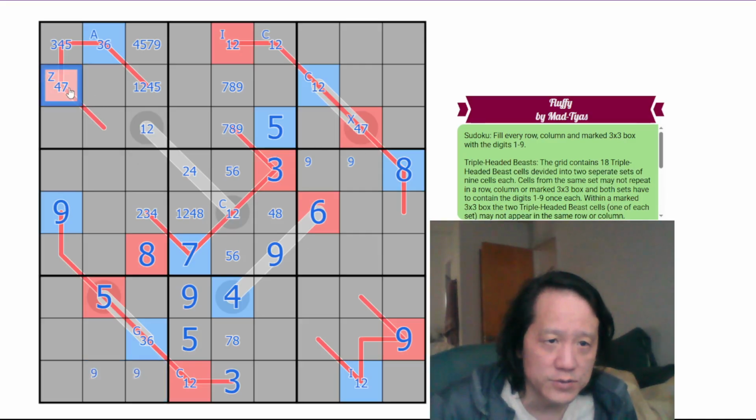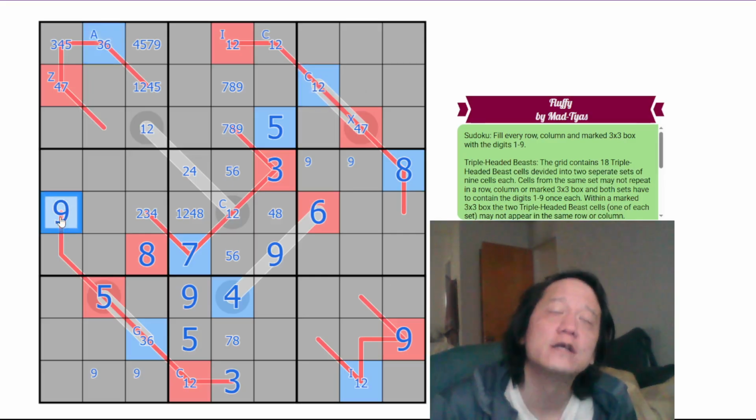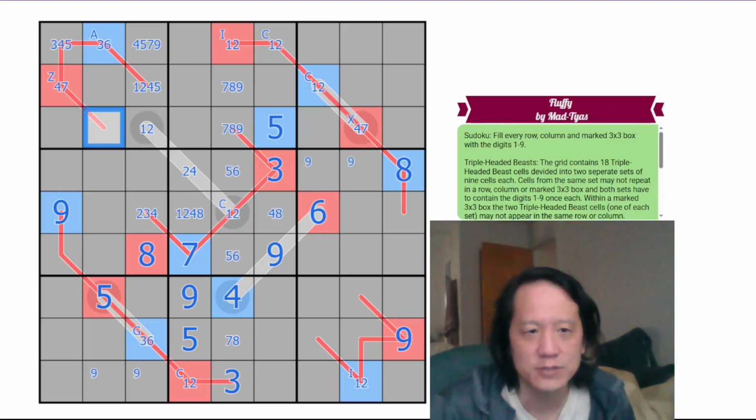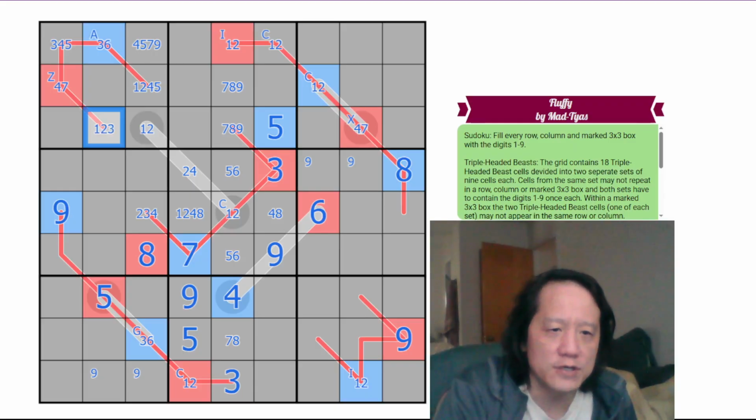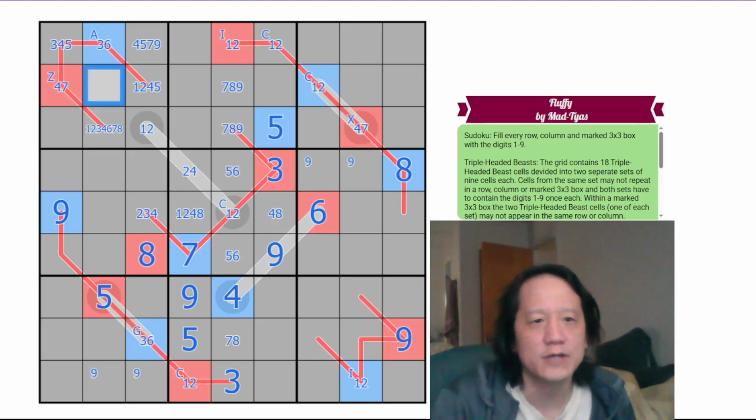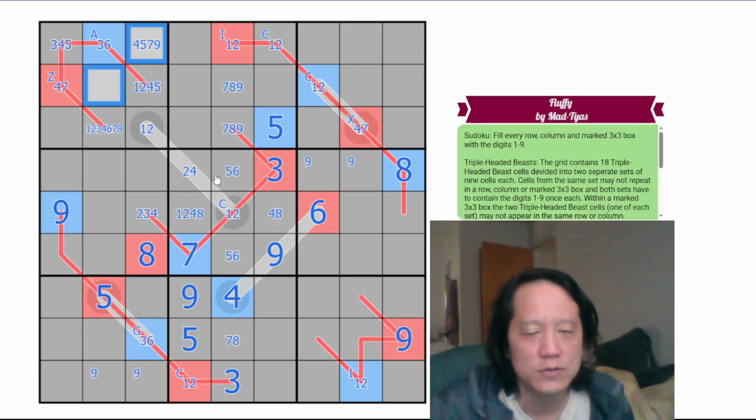This is the sum of at most, sorry, 6, 2, and 9. 6, 2, and 9 add up to 17, which is 9 away from 8 at most. So this has to be 1, 2, 3, 4, 6, 7, or 8. So 9 has to be one of these two.